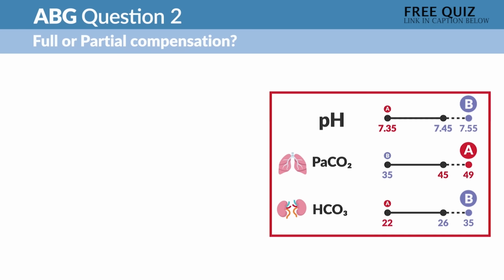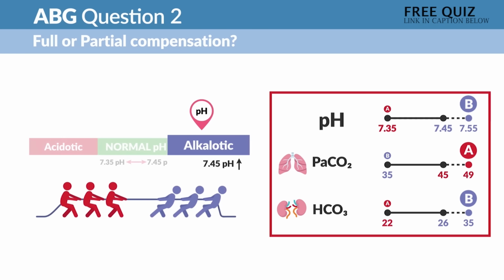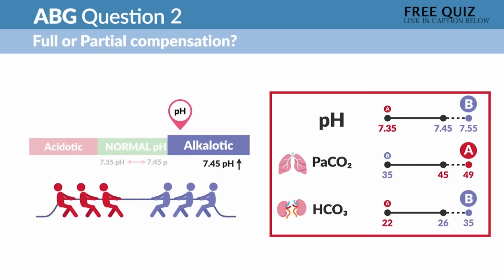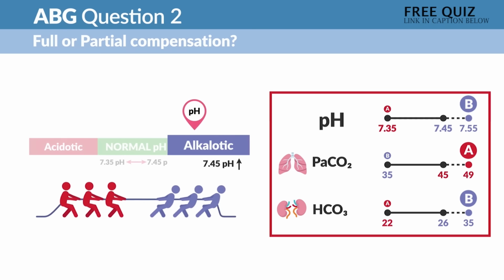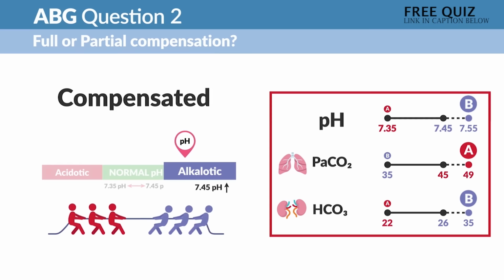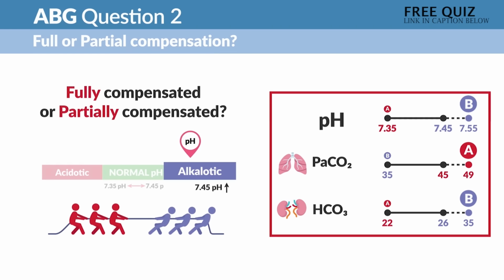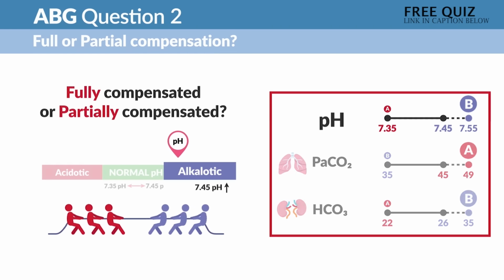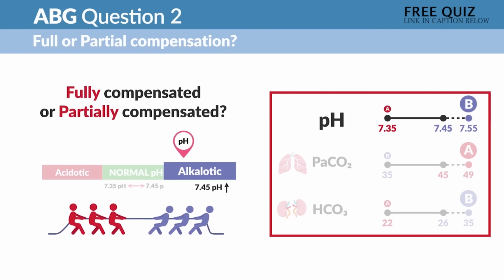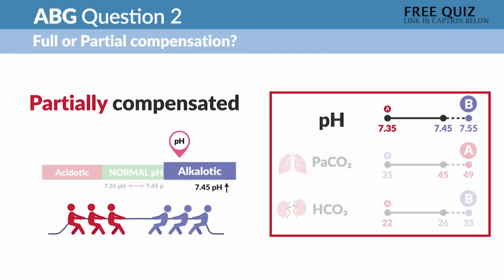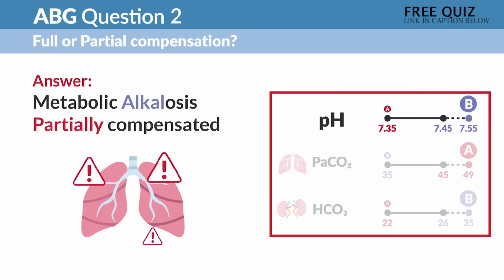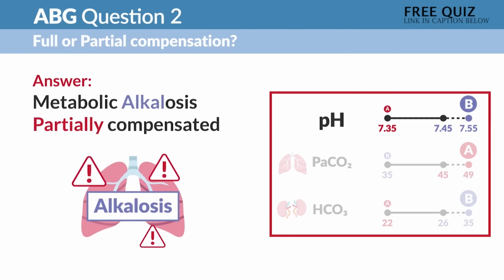Okay. Compensation. Since CO2, that acid, is out of range, we know that the body is trying to pull us back into balance. So this means compensation. But again, is it partial or full compensation? So look at the pH. Remember, that's primary. So is it normal? So no, it's not normal. So it's not fully compensated since it's not fully normal. So we must conclude that it's partially compensated since the pH hasn't fully recovered yet. So the correct answer is metabolic alkalosis that is partially compensated.